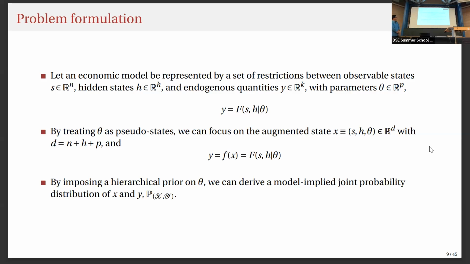high-dimensional as well. By imposing a hierarchical prior on these parameters, together with the draws on the x and the distribution implied by the model you write down for x, you can get the joint distribution of x and y. And this is where you're going to draw the training data from.